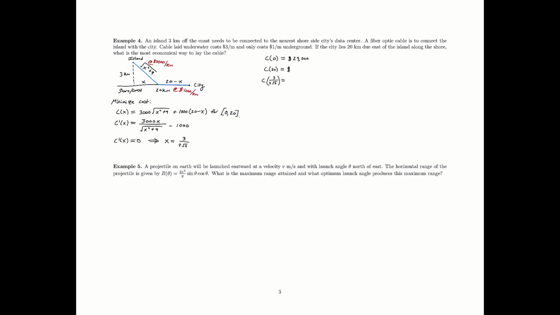The cost, I'll just round it. Decimals are kind of gross. This is $60,671. I rounded to the nearest dollar. And then this one, when we plug it all in, we get $28,485. So clearly this is the minimum.